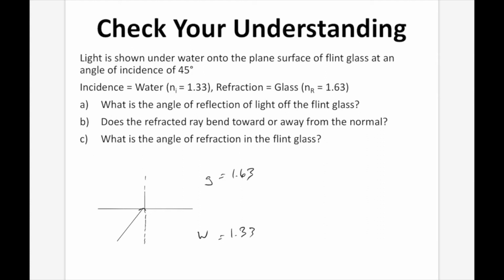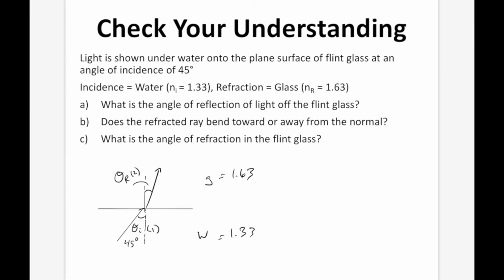And we need to know whether our ray is going to bend towards or away to help finish up our drawing here. Well, since we're going from a faster medium of water, n equals 1.33, to a slower medium, n equals 1.63, we know that we're going to bend towards the normal just a little bit. So I'm just going to draw it like that. Now, this is going to be our angle of refraction, otherwise known as our angle 2. This one's going to be our angle of incidence, otherwise known as 1. And we know this one is 45 degrees. We don't know what the angle of refraction is.